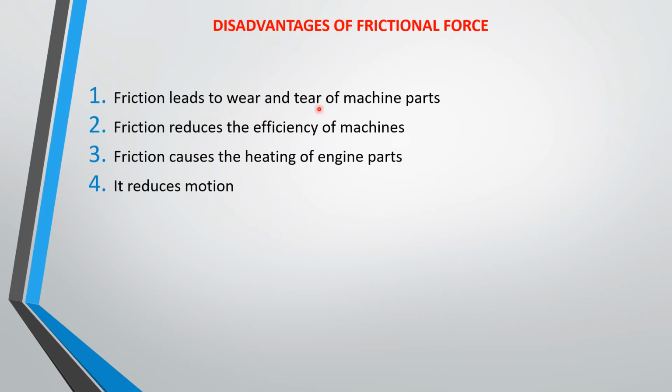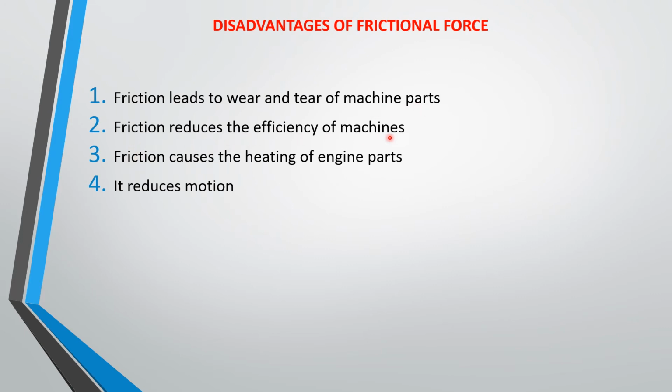Friction leads to wear and tear of machine parts. You know, machine parts rotate against one another. When lubrication between the parts is reduced, the parts will begin to wear out, right? That is why you find that with time, the brake pad of a vehicle will start to wear out. The roller bearing in some equipment begins to wear out too. So friction leads to wear and tear of machine parts.